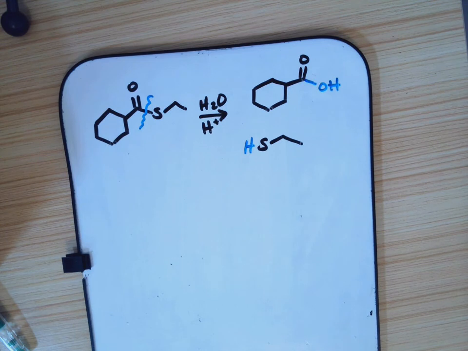The results for both: the product will always be a carboxylic acid, but the second product will either be an alcohol or a thiol, depending on what the substrate, which is your reactant, was undergoing hydrolysis.